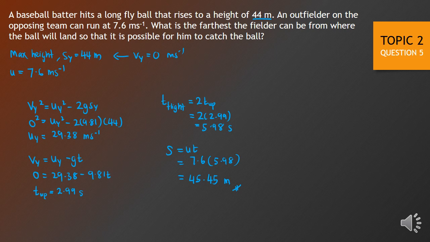As a recap, let's say this is our ground, the baseball field. This is the trajectory of the baseball. So our t up is up here, maximum height. The time of flight is here. So that's the total time for the ball in the air.